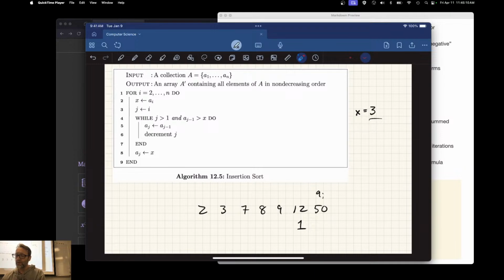What about this while loop? And by the way, this is my comparison right here. I'm not considering that comparison because it is necessary for the control structure of the algorithm.